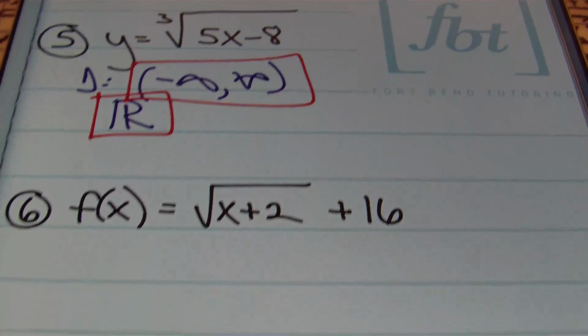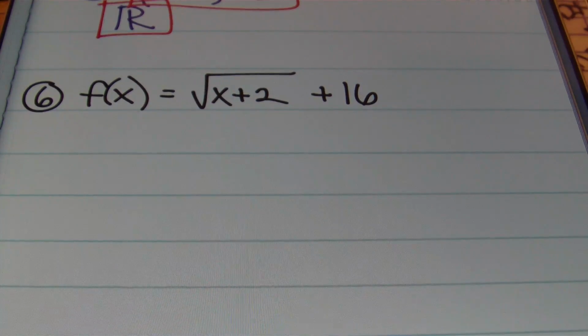Let's continue. In problem number 6, we have f of x equals the square root of x plus 2, plus 16. And anytime I have a square root sign, a radical, an even root, I want to be aware first, is this an even root? Yeah, it is. And then second, I want to make sure that the value underneath the symbol is going to be at least 0. It has to be greater than or equal to 0.